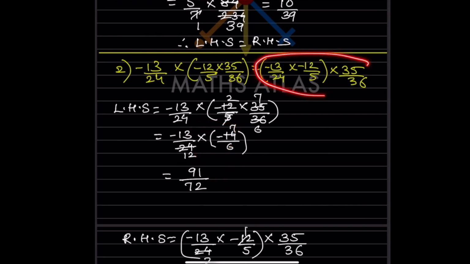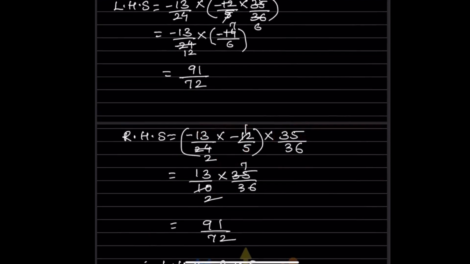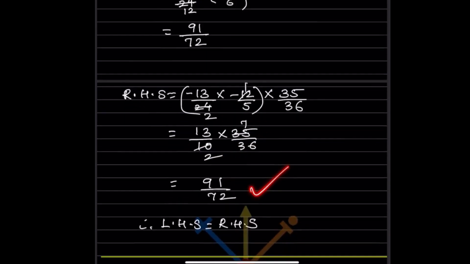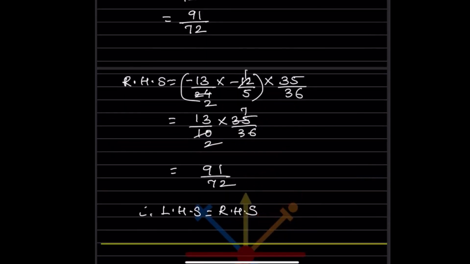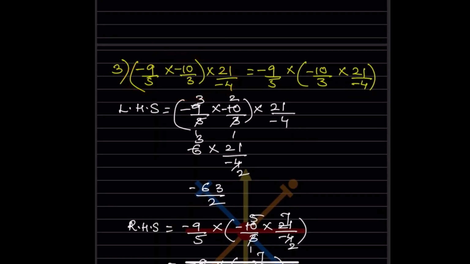So now let us take the RHS. RHS means now look at this step, that will be the bracket here into 35 by 36. So 12 1s are 12, 2s are. So what remains here is minus minus becomes plus, that will be 13 and this is 10. So what do we get here? 5 2s are, 5 7s are. So this is going to be 91 divided by 72. So both of them are the same. So we can say LHS is equal to RHS. Now the same, we can just have a look at this one.